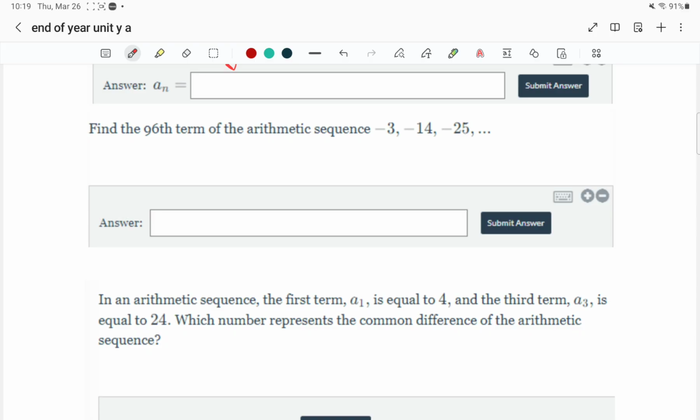Finding the 96th term. So that means I want the 96th step. Like, in this list, which number would be the 96th number? So I'm going to use my second minus first.